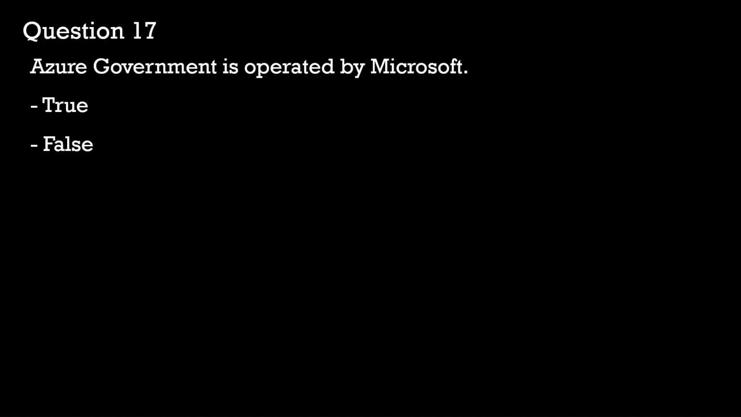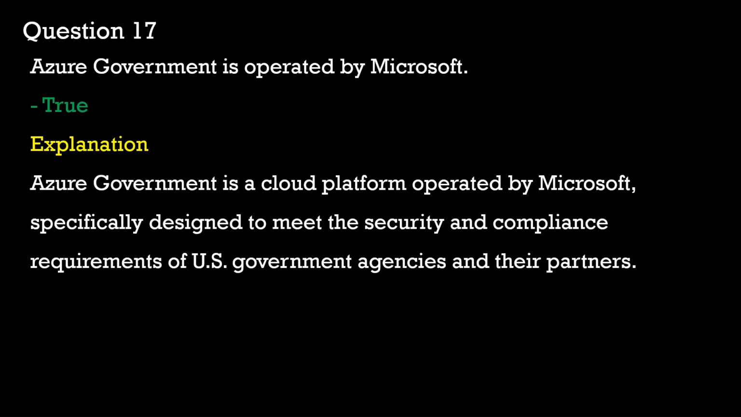Question 17. Azure Government is operated by Microsoft. True or false? The answer here is true because Azure Government is a cloud platform operated by Microsoft, and it is specifically designed to meet the security and compliance requirements of US government agencies and their partners. So what it does is that it provides physically isolated data centers. It is compliant with US government standards such as CJIS and FedRAMP, and it is also operated exclusively by screened US personnel. So the answer here is true.